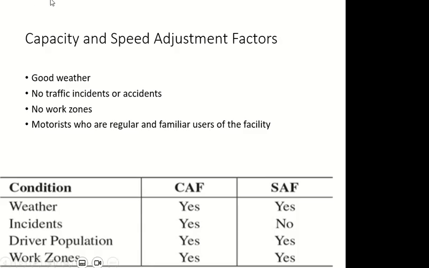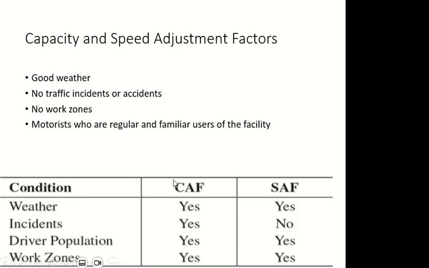Okay, so if you meet all these four conditions, free flow speed and capacity remain the same, no adjustment. Okay, so we are talking about only freeways. Now we are saying even in freeways you don't have to apply the adjustment factors always. You only apply the adjustment factor when and if one of these conditions is not met. Okay, so which condition affects what? Some conditions affect capacity, some conditions affect speed, some of them affect both.